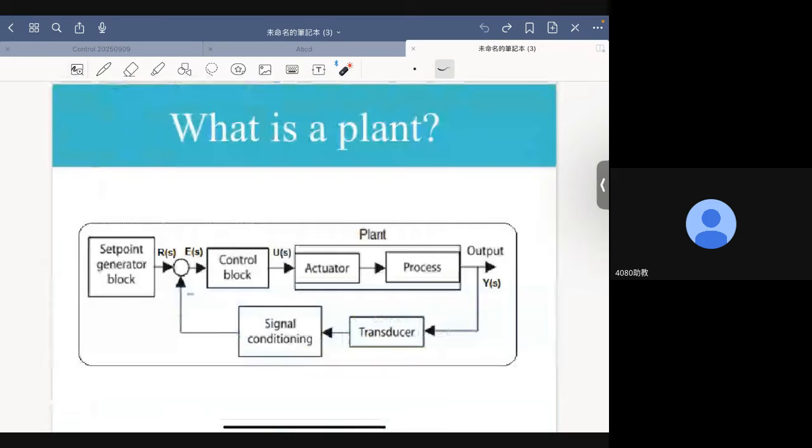Okay. Now, here is the definition for a term. Like I said, there are four fundamental blocks for a feedback control system. Sometimes the actuator and process are lumped together. When they are lumped together to form an independent subsystem, we call such a subsystem the plant. So next time when you run into the term plant, remember that it is actually the union of actuator and the process. And the actuator has to come ahead of the process.